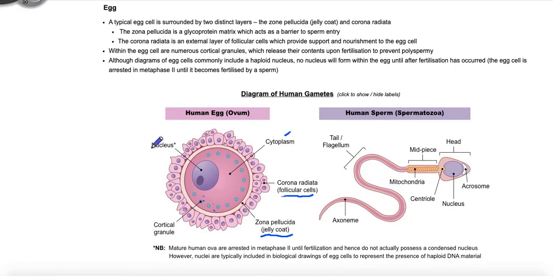Now, we see the nucleus here, although it is important to note that the egg is arrested at metaphase 2 of meiosis II until it gets fertilized by the sperm. So this ovum that is traveling down the fallopian tube is not going to have a nucleus. It's going to have chromosomes arrested at metaphase 2. When this sperm fertilizes the egg, meiosis II is going to finish, and then the chromatin is going to quickly condense into a nucleus, and then it's going to allow for the fusion of the male nucleus with the female nucleus.